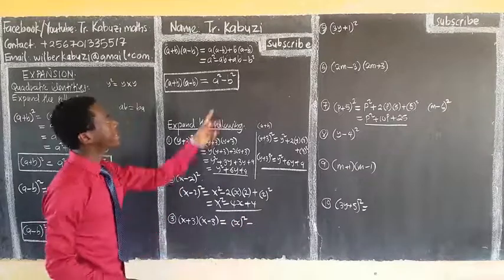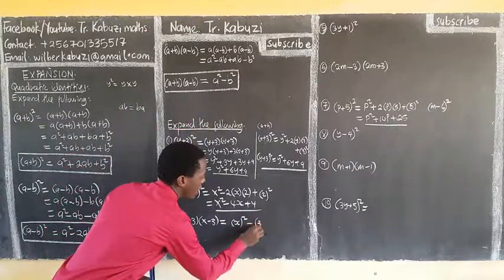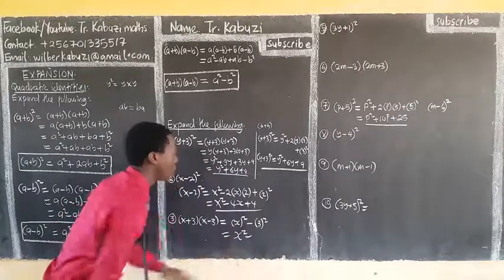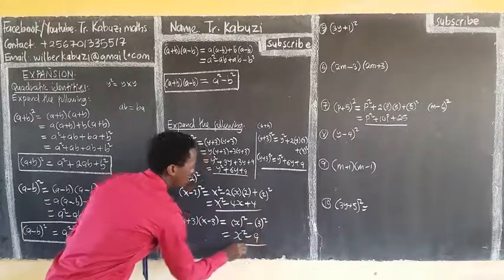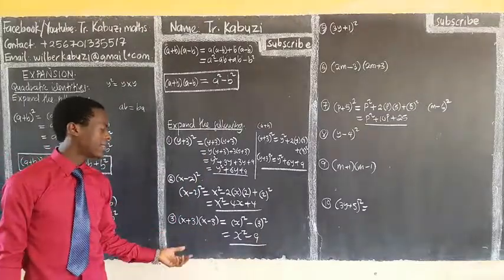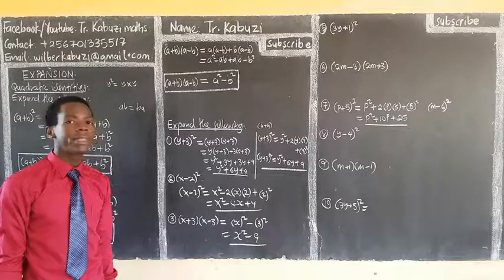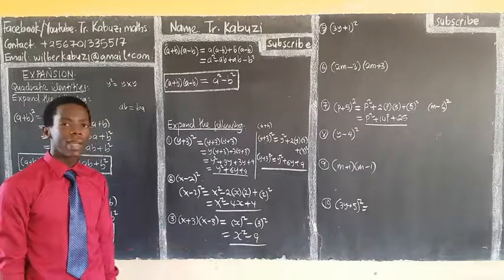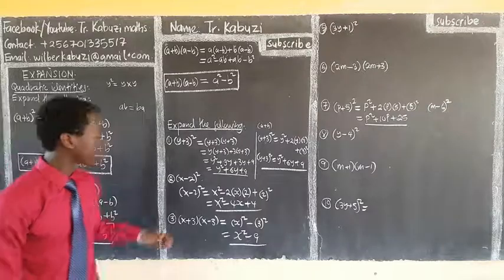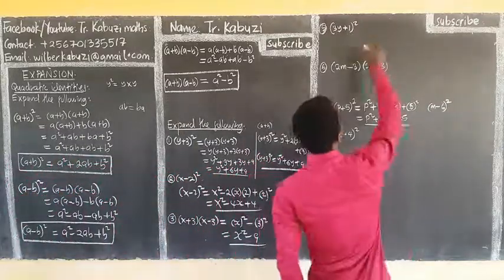Maintain the minus, you square the second term. When you square x, you get x squared. When you square 3, you get 9, and you now finish that. When you expand this using the idea of the first multiplies the second, you are going to get the same thing. So this one is the difference of squares in simple terms, as we shall see at a later stage.